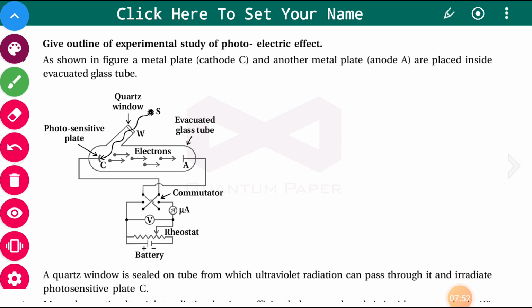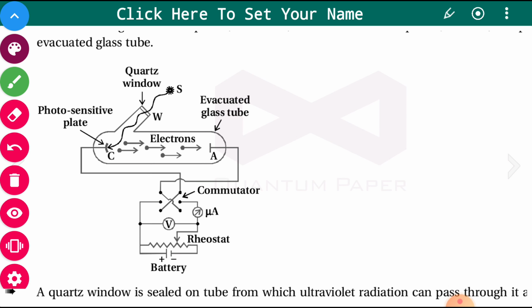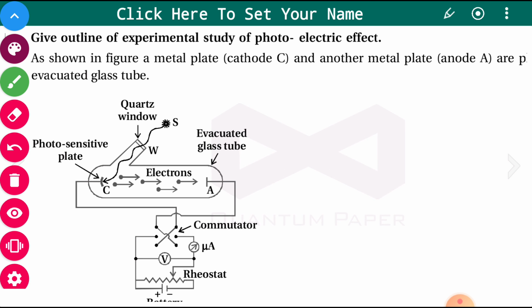Now there is an experiment to study the photoelectric effect. This figure shows the metal plate that is the cathode, as I have explained earlier, and the other one is the anode, or we can say the collector, which are kept at the different ends in the evacuated glass tube. So this is the cathode, this is the anode. There is a quartz window, and the source of radiation is kept. This is the photosensitive plate, which is the cathode.